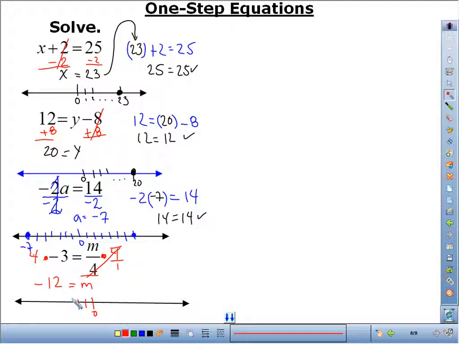Zero, 1, 2, 3, dot, dot, dot, and over here is negative 12, and plot your point. And let's check our answer. Let's rewrite our equation. Negative 3 equals, open parentheses in the numerator, and 4. And instead of that parentheses, what are we writing? Negative 12. So are these the same sign? No. So it's a negative. 12 divided by 4 is 3. Is negative 3 the same as negative 3? Yes. Everybody got it?